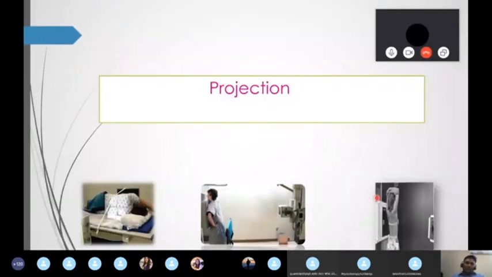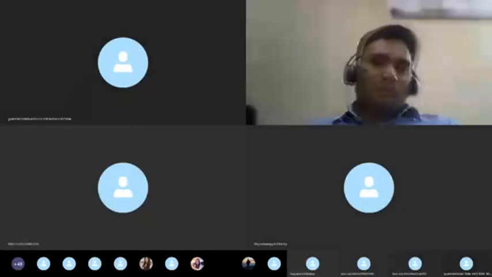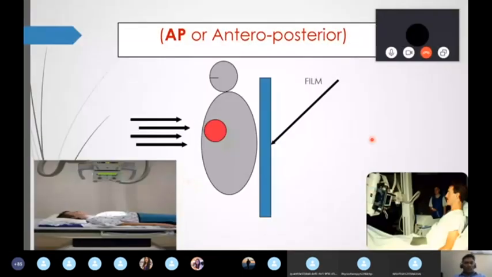After this, you're going to go for a view. The other name is projection. There are different types of views. Maybe you read in the books: AP view, PA view, lateral view, oblique view. Always go for a normal patient who is able to come to the X-ray department. Let's see how to differentiate. This is the most common question they may ask you.